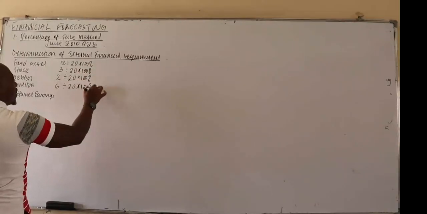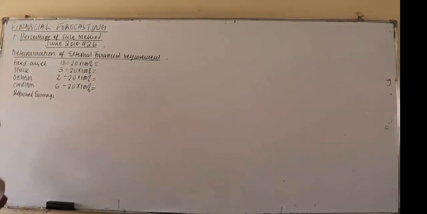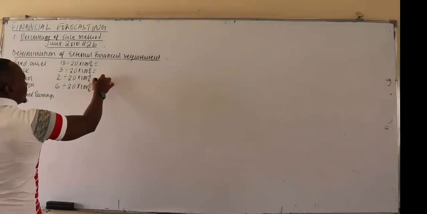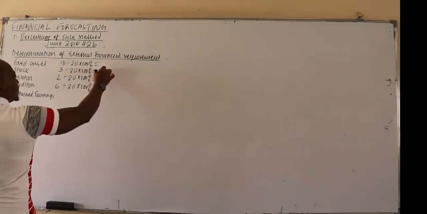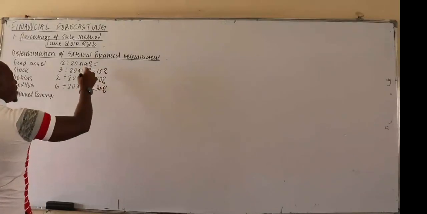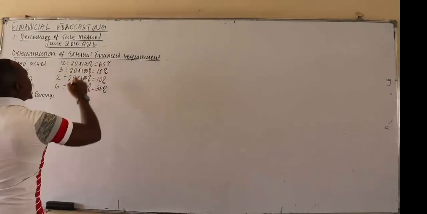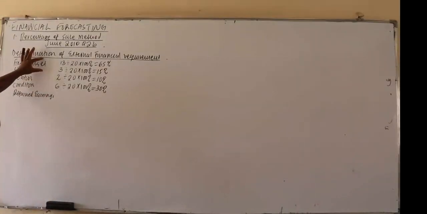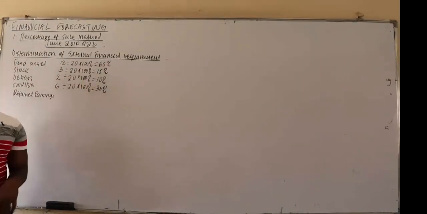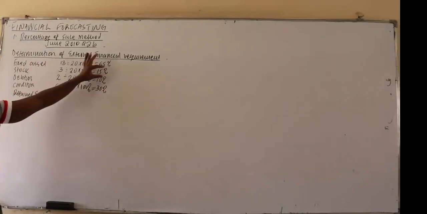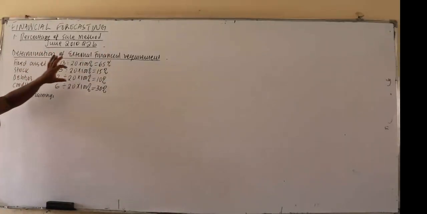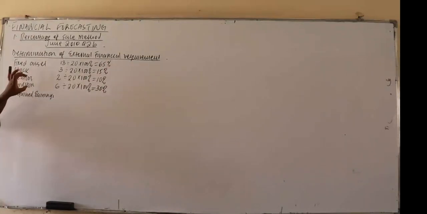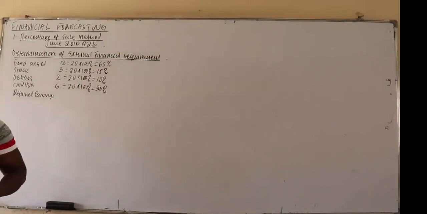So you take this item, you divide by the sales for the period, and the sales during that period was 20 million. That's what we mean by express the above items as percentage of sales. Then you multiply by 100%. The first one is 65%. That means that during that financial year, the fixed asset was 65% of the sales. Stock was equivalent to 15% of the sales, debtors 10% of the sales, creditors 30% of the sales.